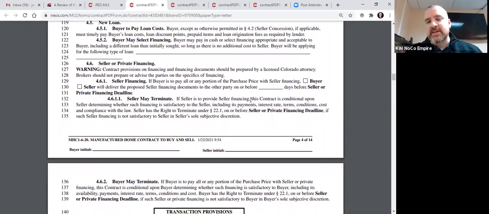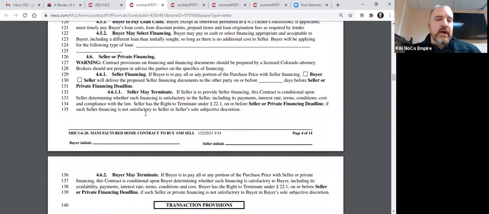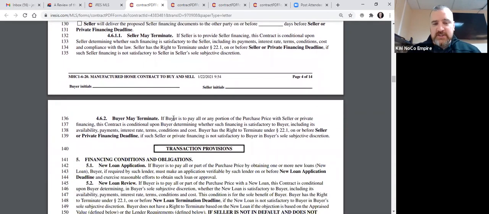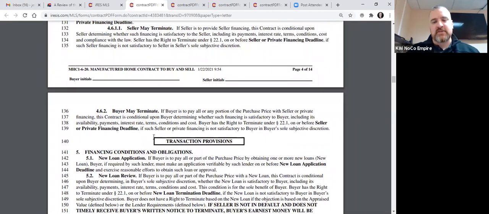If the seller is going to provide that seller financing, this contract is conditional upon the seller determining whether the buyer's financing, or private financing, is satisfactory to the seller, including payments, rates, all that other stuff. Okay. Buyer also can terminate if the buyer is supposed to pay all or a portion of the purchase price with that seller private financing, then it's conditional upon them determining that it's satisfactory to them as well. And if it's not, then they have the right to terminate on or before the seller private financing deadline. If they don't, then they accept the terms.